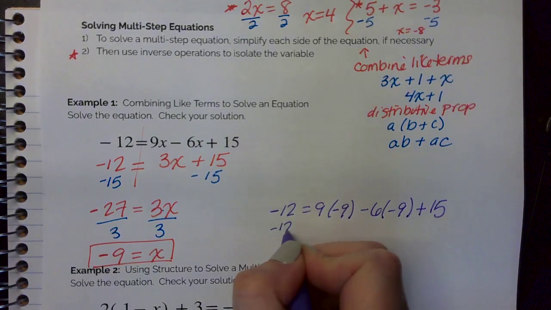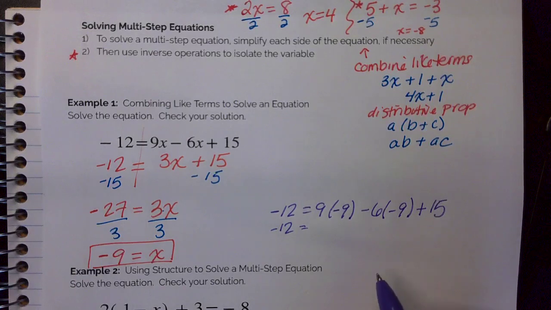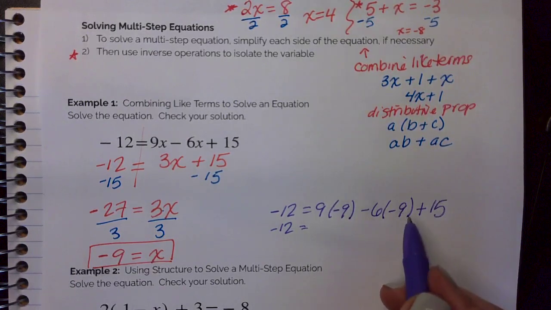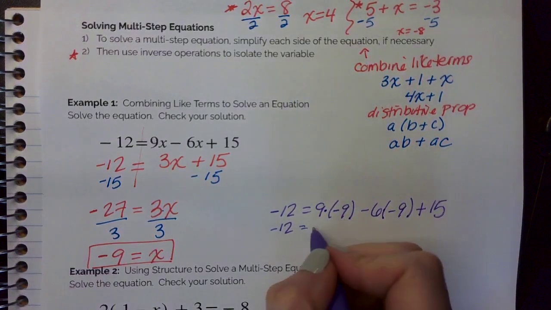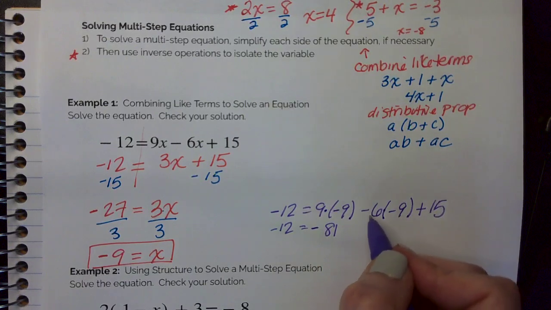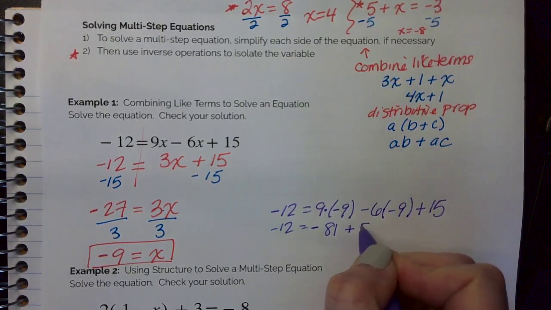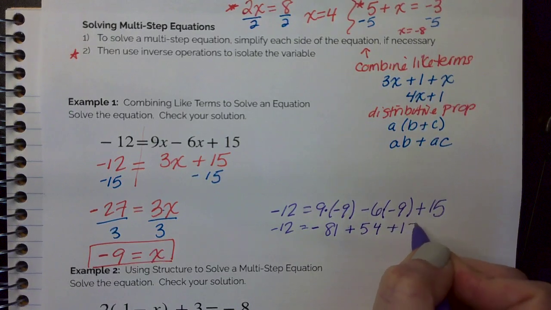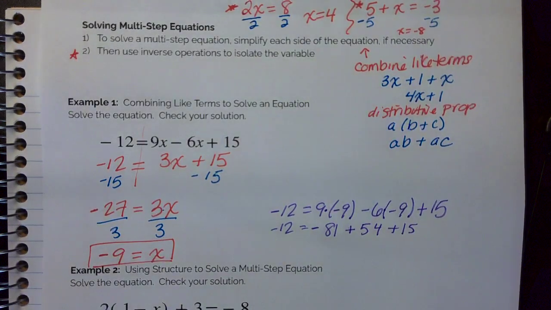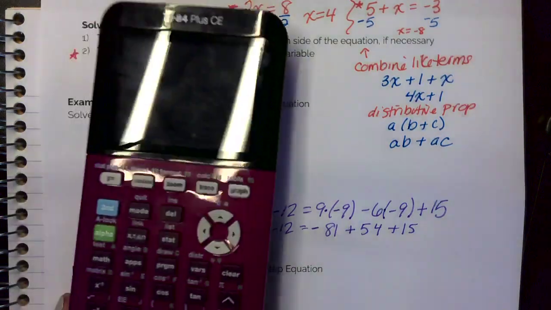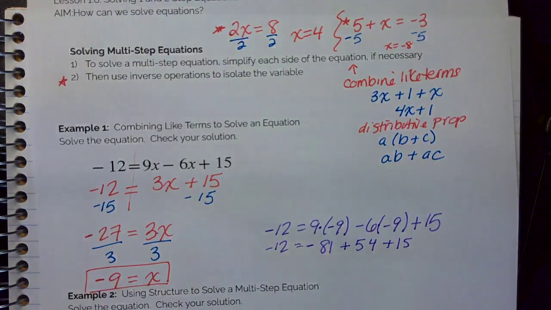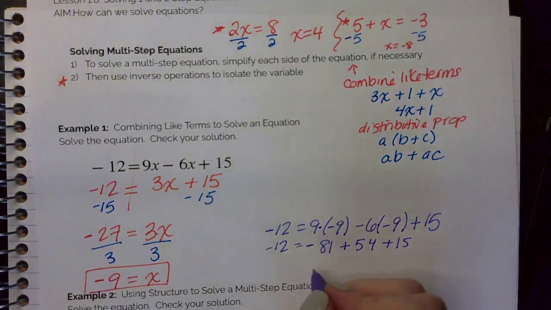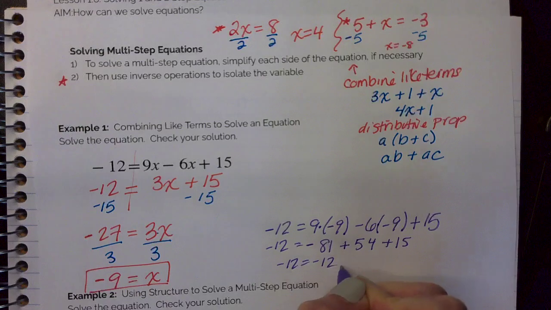So negative 12. Now let's use GEMDAS over here. We need to do grouping symbols first. We don't have any, but we have multiplication. So this is negative 81. These being multiplied are positive 54. And we bring down the plus 15, and now we add straight across. Or I'm going to start pulling in my graphing calculator, right? We can do negative 81 plus 54 plus 15, get negative 12. You see that this equation checks out. Negative 12 equals negative 12.